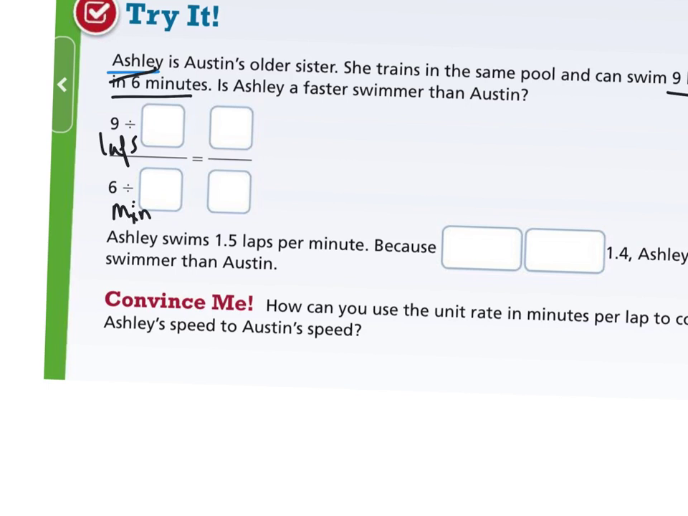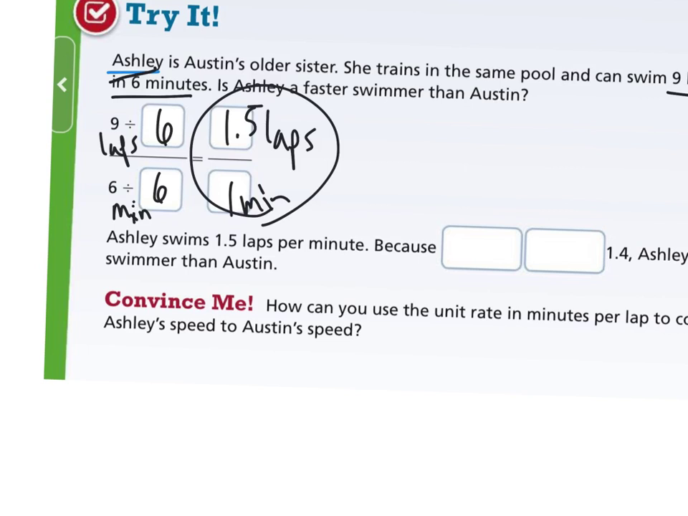When you do these, it's probably not a bad idea to put your units next to your numbers so you can keep track of what it is that you're figuring out here. So we want to get our unit right here. So we're going to divide both of these by 6. We know 6 divided by 6 is 1. 9 divided by 6, depending if you do that by hand or a calculator. If you do it on a calculator, you should get 1 5/10, 1.5. If you do it by hand, you might just stop and do a fraction and get 1 1/2. Okay, same thing, 1 1/2, 1.5 laps per minute.